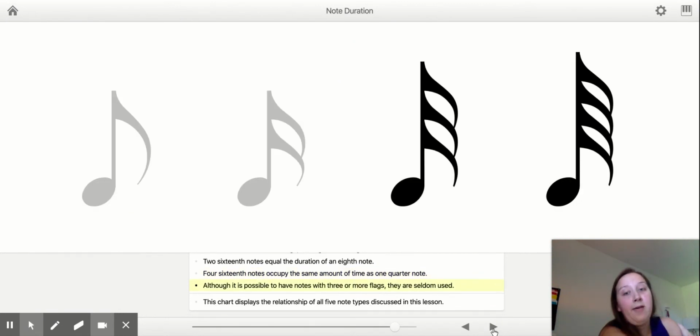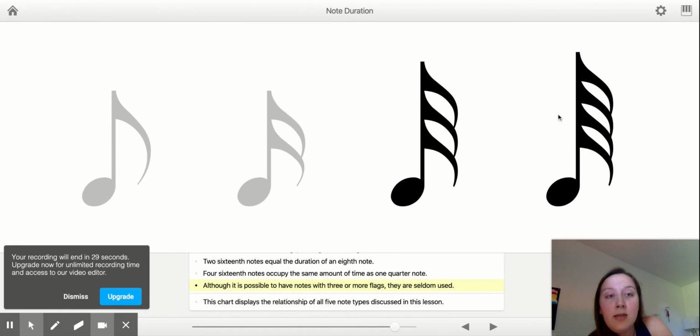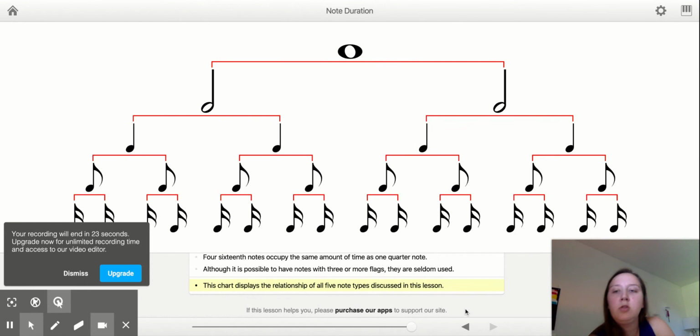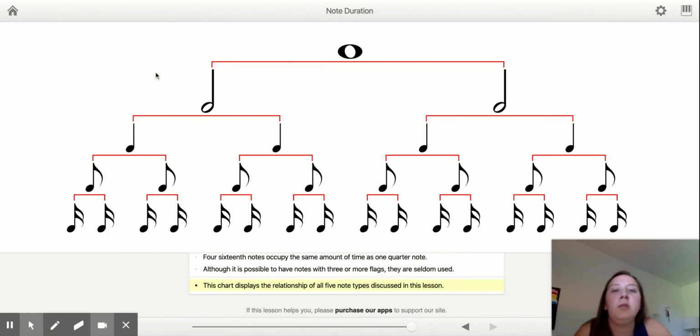It is possible to have more than 2 flags, but it's not something that you see very often. So this is an eighth note, this is a 16th note, divide 1/16 by 2, you would get 1/32. So this is a 32nd note, 64th note, and so forth. This is a really good chart here that shows you the layout of all the note values. If we were in 4/4 time, this would be 4 beats, 2 beats, 1 beat, half a beat, and a quarter of a beat. And we're about to run out of time, so time to stop this video.